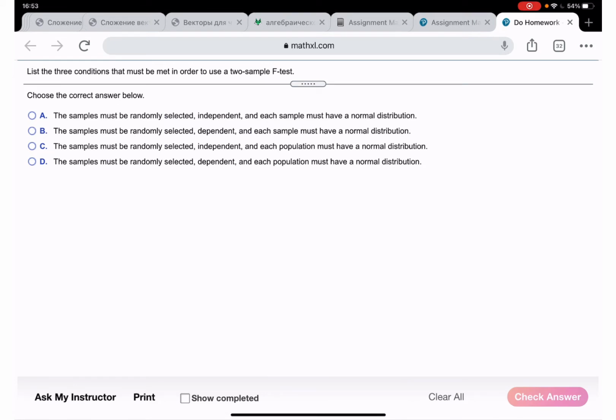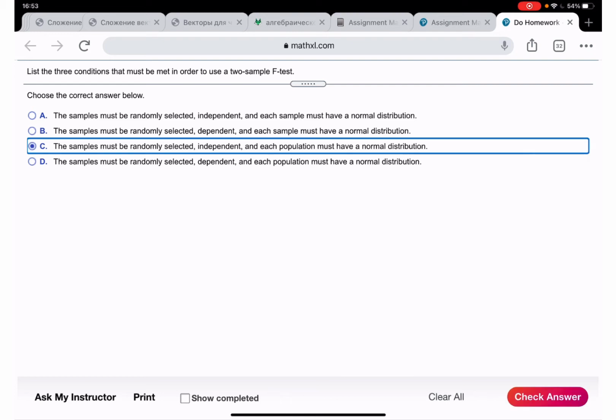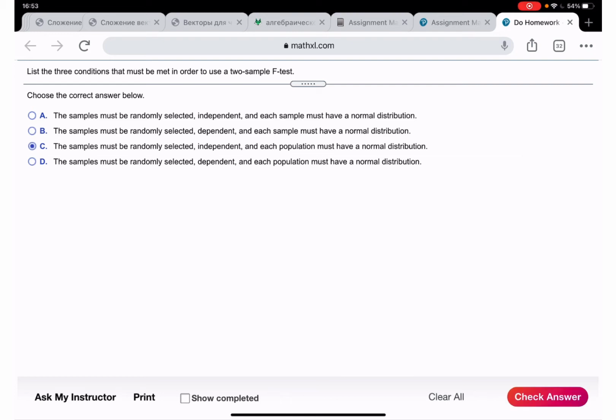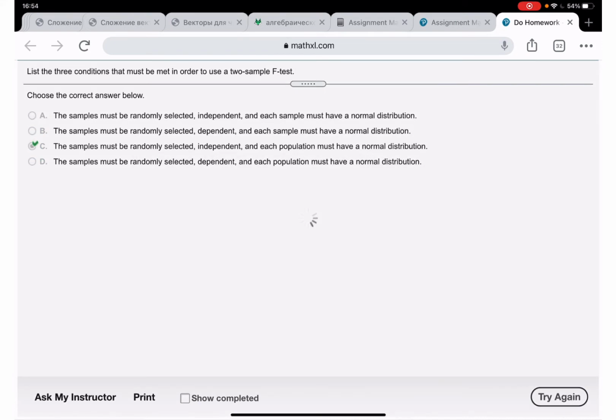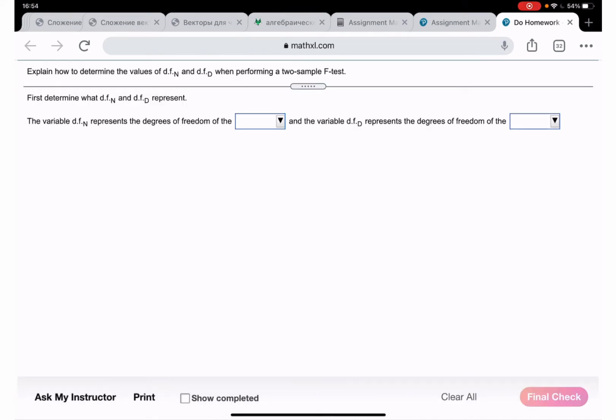List the 3 conditions that must be met in order to use a 2-sample F test. The samples must be randomly selected, independent, and each population must have a normal distribution. Randomly selected, independent, and each population, not sample, normal. Okay, next one.